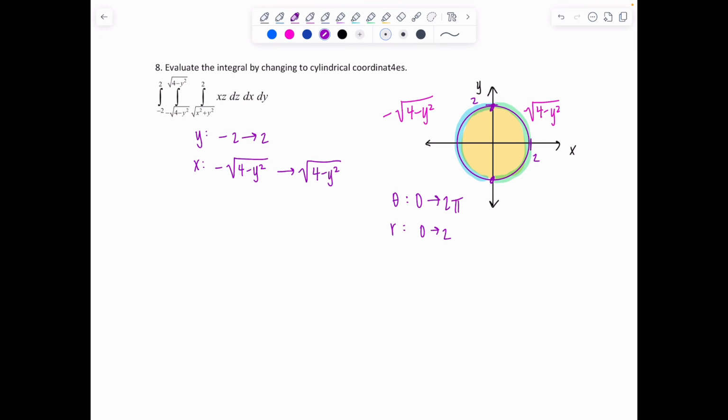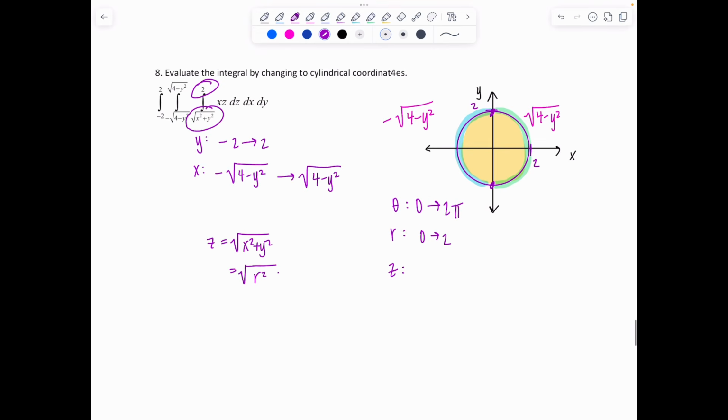Okay. Now, z is not so difficult because you can imagine this is a cone and that's a plane. I'll graph it for you if you want, but you could just switch it very easily because z is still z, right? You just have to change the equation to be in the cylindrical coordinate system. So if z is rad x squared plus y squared, that's the same as rad r squared. So that's just going to be r. So z goes from r to 2.